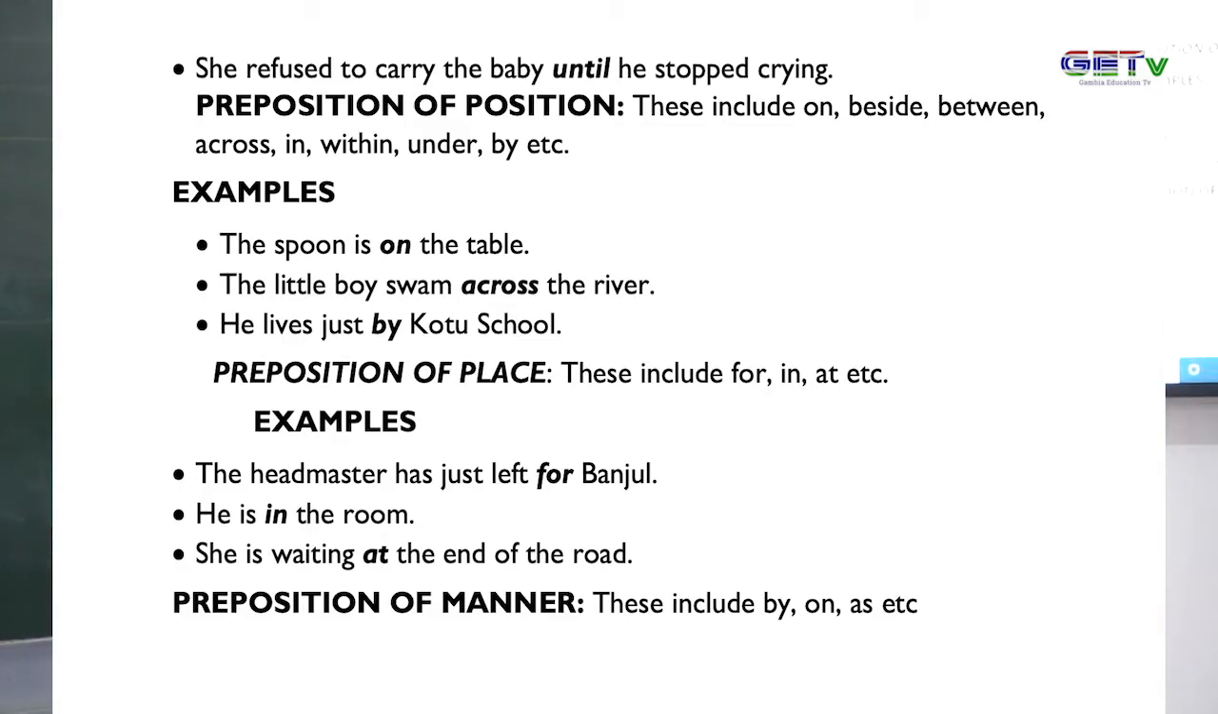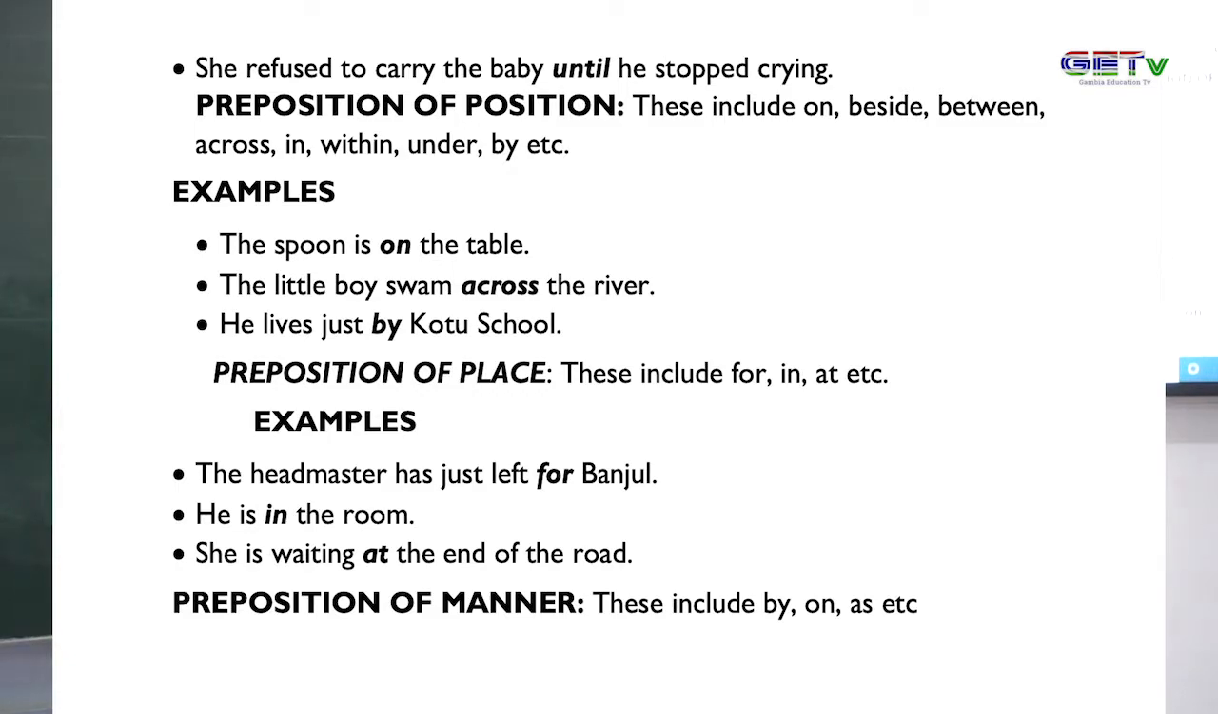This shows place. Examples: for, in, at, etc. Examples: 1. The headmaster has just left for Banjul. 2. He is in the room. 3. She is waiting at the end of the road. When you look at these examples, for, in, and at are playing the role of prepositions here. They indicate place.